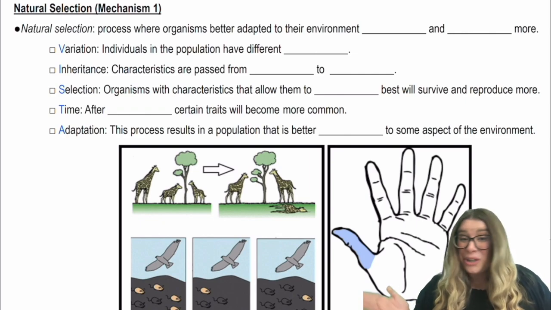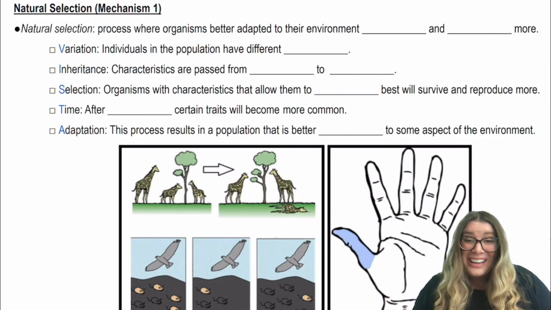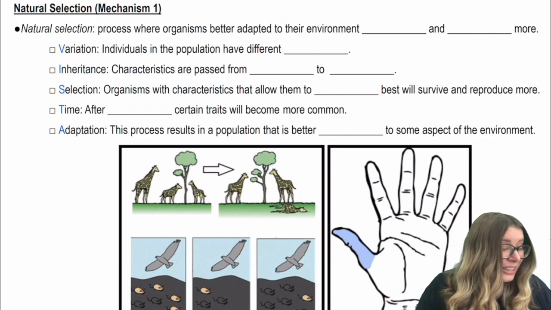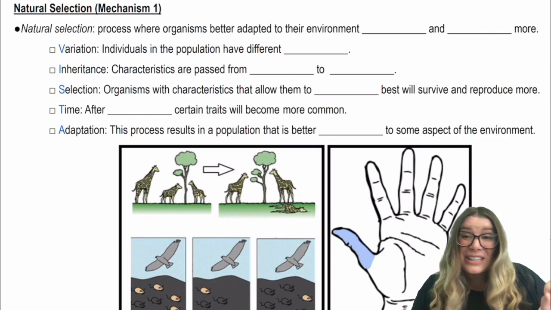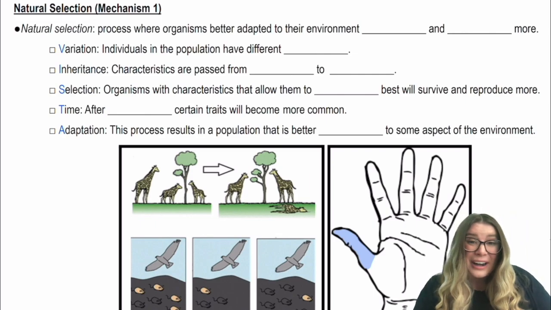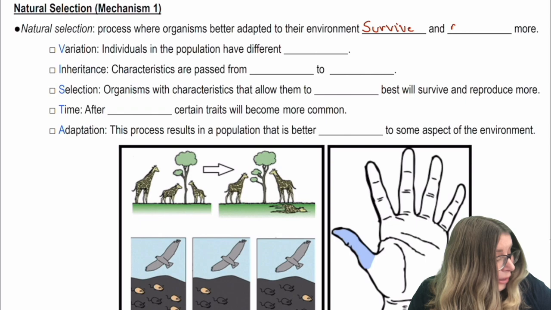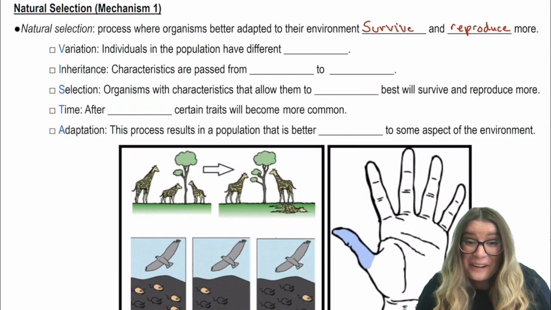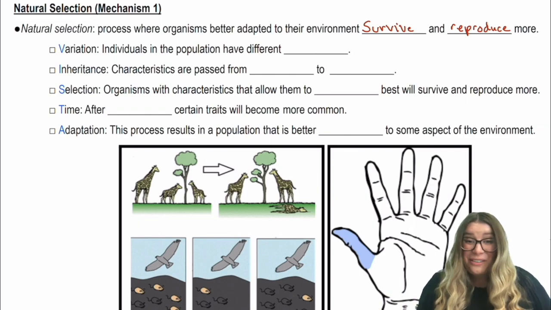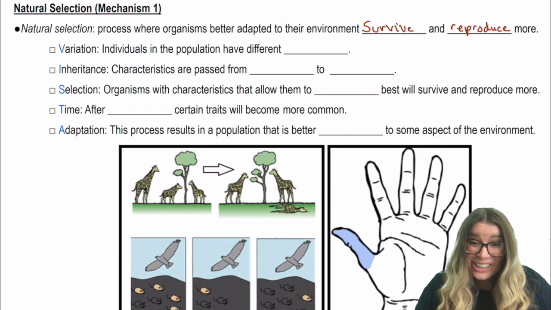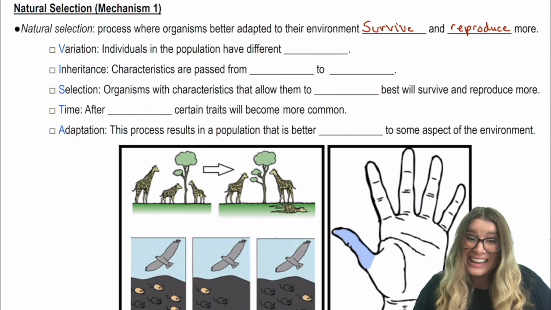So natural selection, we already talked about in a previous video, it is going to be connected to that word adaptation because natural selection is a process where organisms that are better adapted to their environment survive and reproduce more. So they have a higher fitness. And we're going to find out in natural selection, how does it lead to adaptations? Because eventually down the line, natural selection causes adaptations.